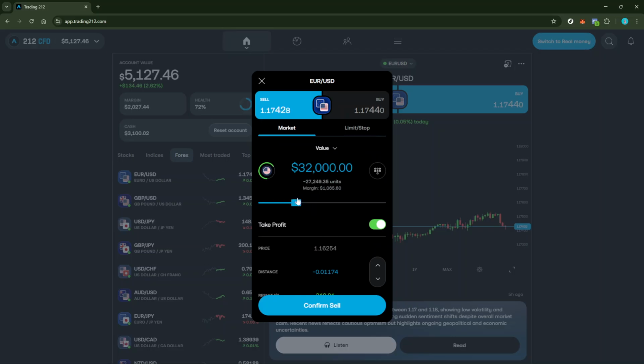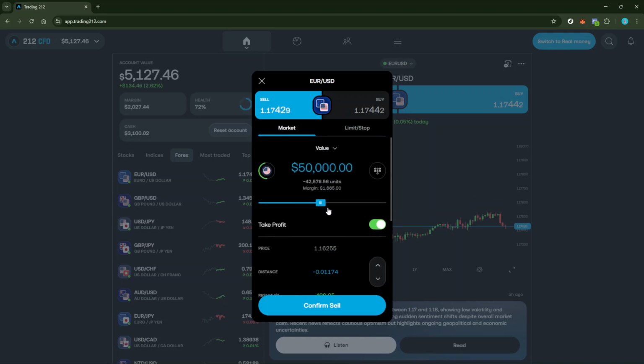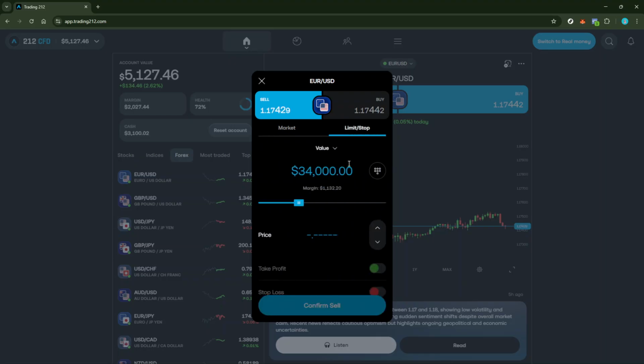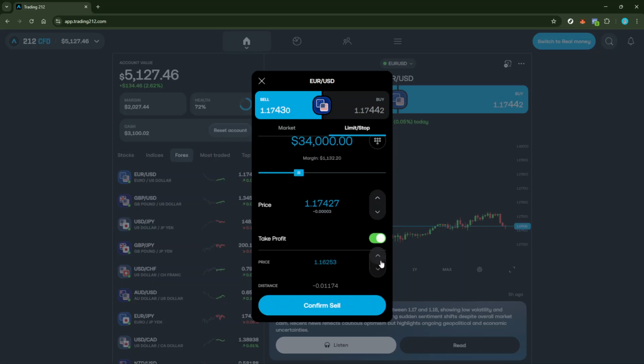Now, all that's left is to confirm and open the trade. Carefully review all your selections to make sure everything is set according to your plan. Once you're satisfied, go ahead and confirm your choices to open the trade. When you feel the time is right, whether it's because of hitting your take profit target or other strategic reasons, you can close the trade. This wraps up the trading process on Trading 212.